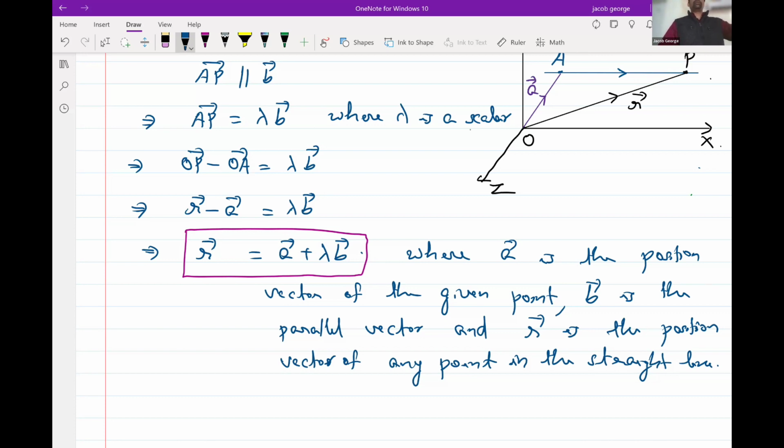What is this vector A? What is this vector R? What is this parallel vector? Its position. All these things should be in a frame in your mind, and you have to write it accordingly. So study the vector form: vector R is equal to vector A plus lambda times vector B.